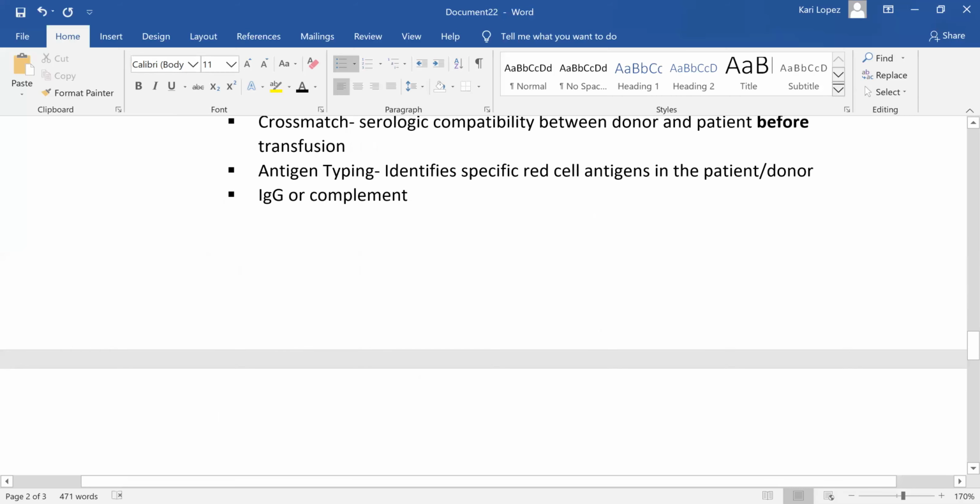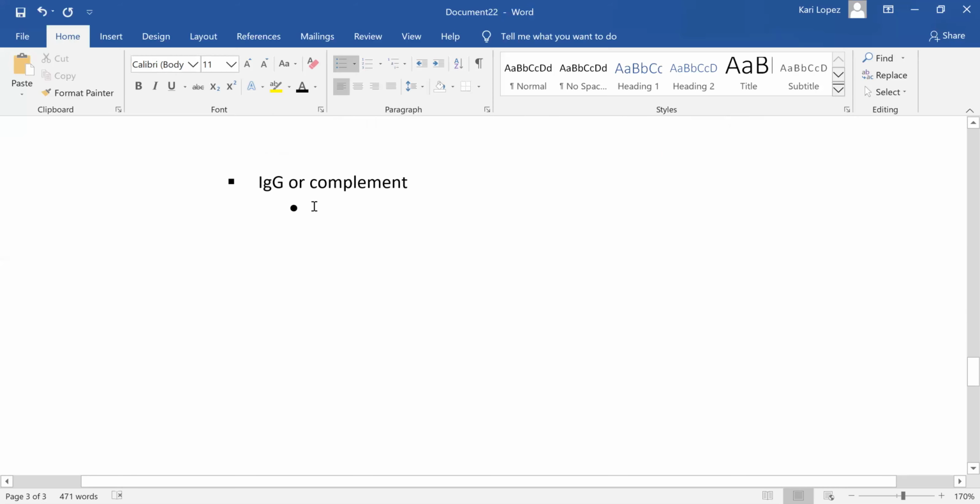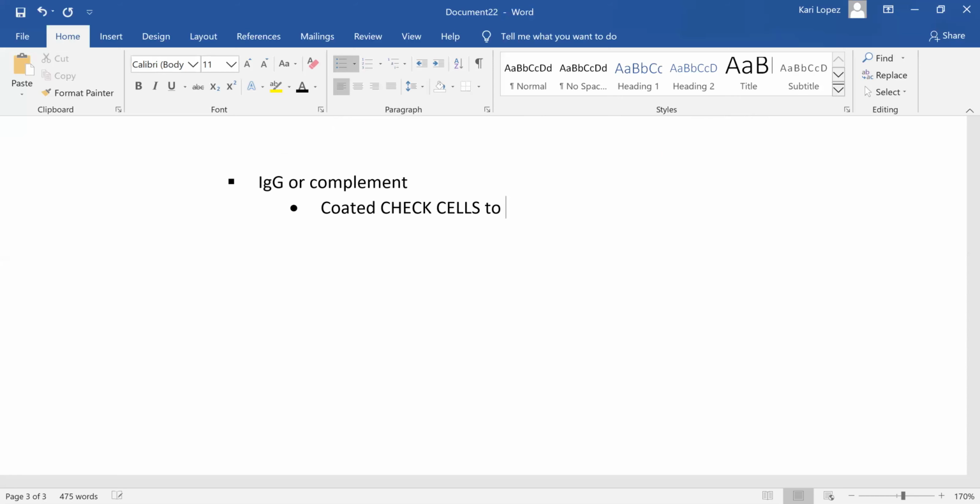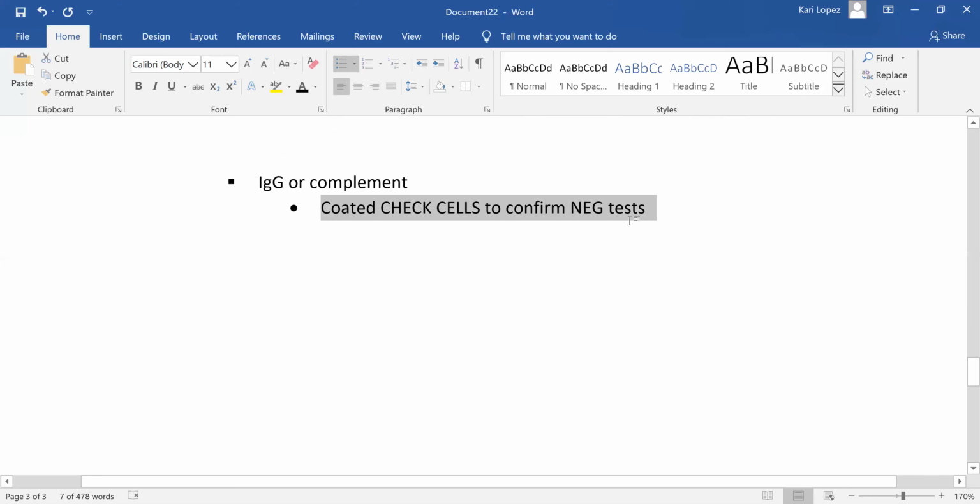And I'm going to scoot this down one because I want these all together. So you use coded check cells to confirm your negative test. So you know that it's not negative just because nothing's reacting. You know that it is indeed a certain negative, not a false negative.